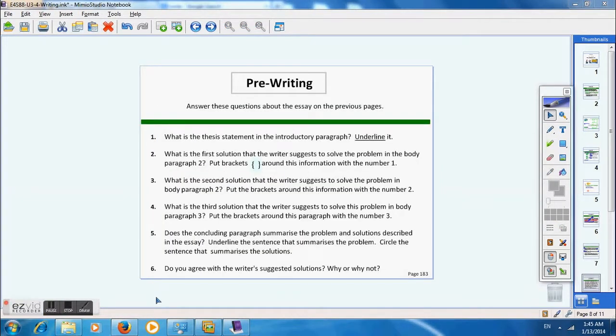Question number 5. Does the concluding paragraph summarize the problem and solutions described in the essay? Underline the sentence that summarizes the problem. Circle the sentence that summarizes the solutions. So it says here, underline the sentence that summarizes the problem, circle the sentence that summarizes the solution.